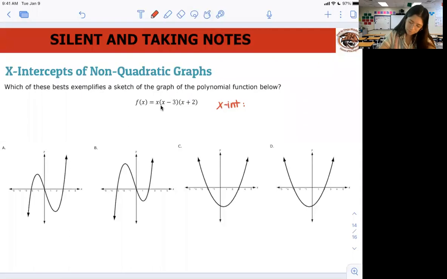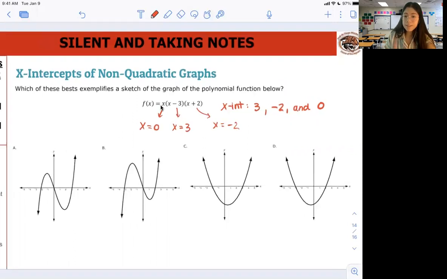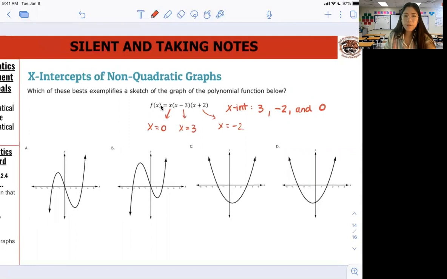+3 and -2. Positive 3, -2, and 0. Because remember, when you have a little lonely x in the front, that means x equals 0. For that one, x equals +3, and for this one, x equals -2. So I have 3 x-intercepts. Now look carefully at which answer choices are out.